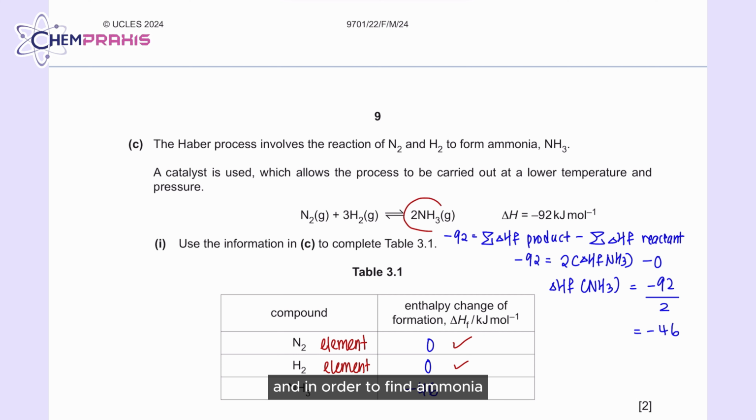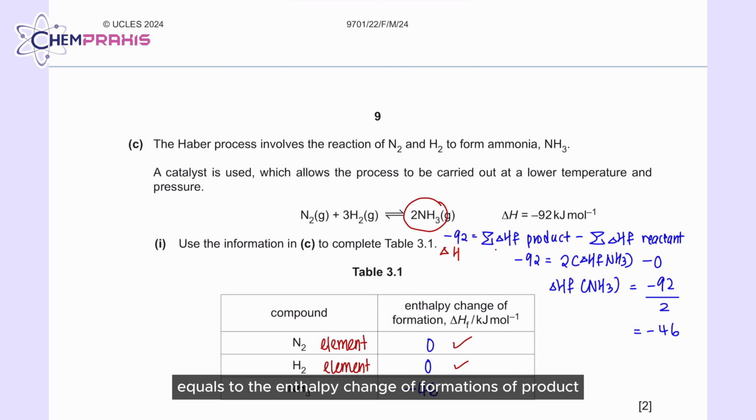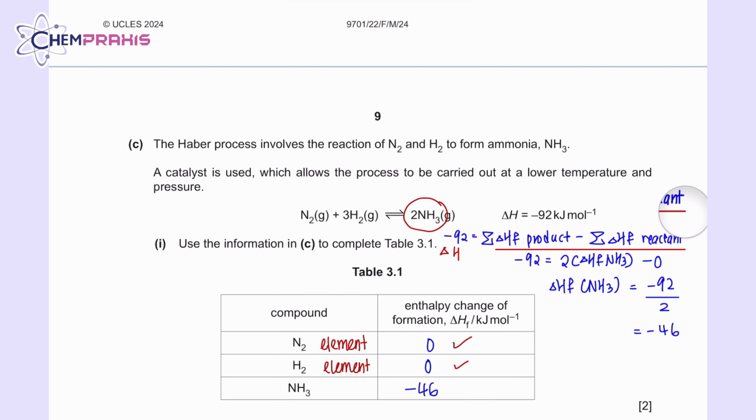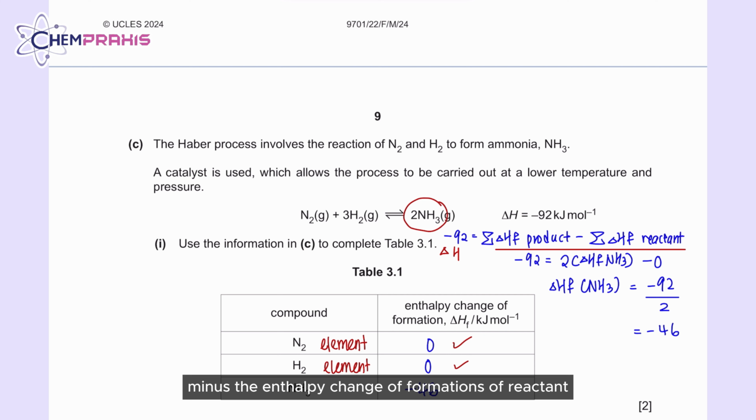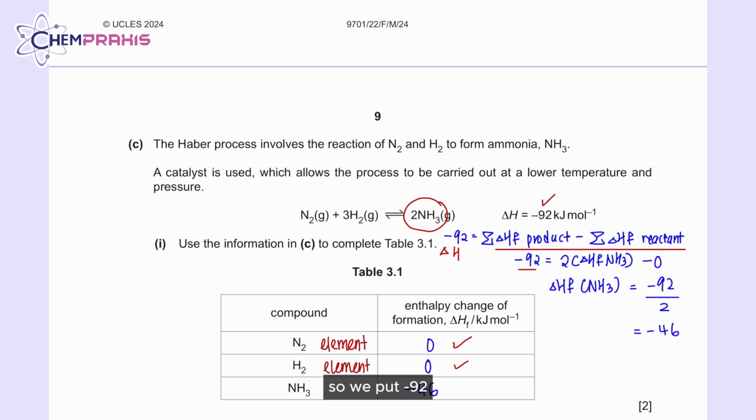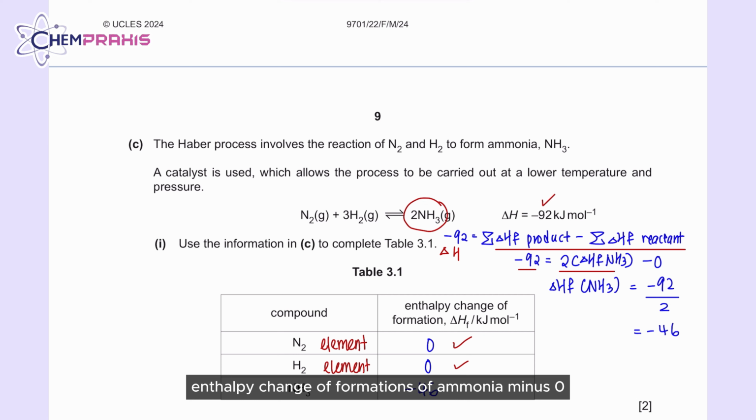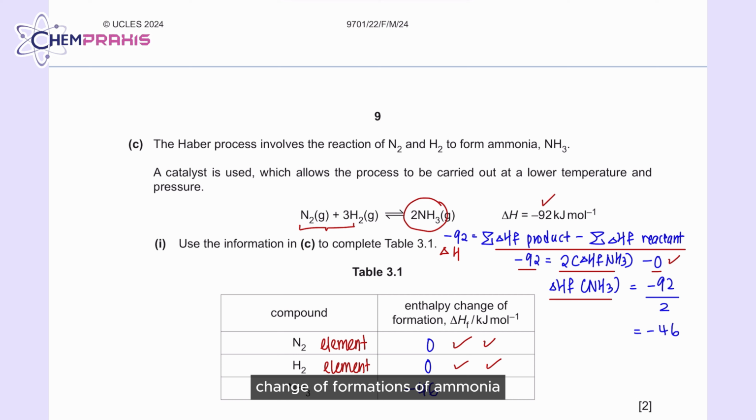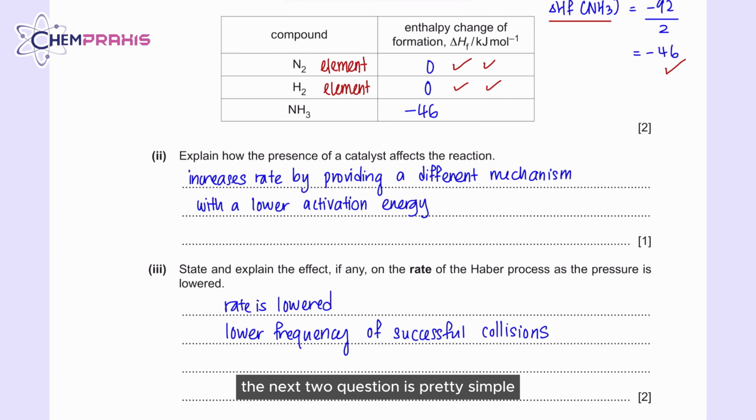And in order to find ammonia, basically we can use this formula. The enthalpy change is equal to the enthalpy change of formation of products minus the enthalpy change of formation of reactants. So we put the negative 92. And also, we have the product, 2 times the enthalpy change of formation of ammonia, minus 0. Because both of them are elements, both of them are 0, so we substitute 0. Then, in order to find the enthalpy change of formation of ammonia, we can use negative 92 over 2, and we get negative 46.